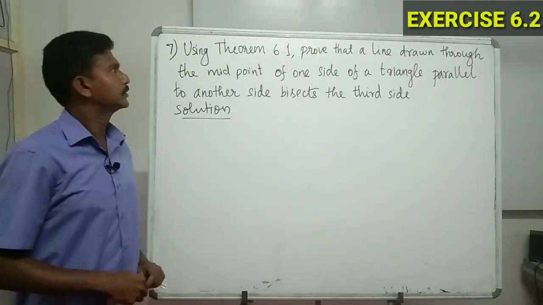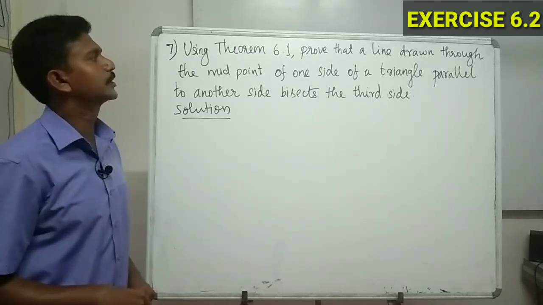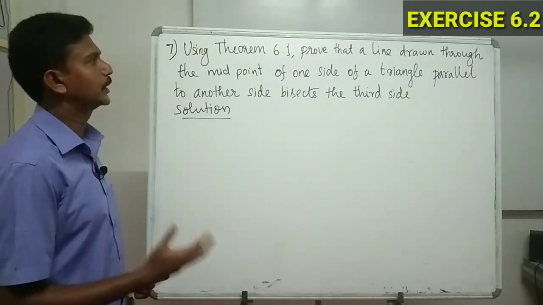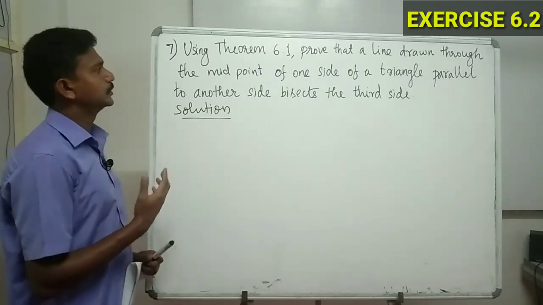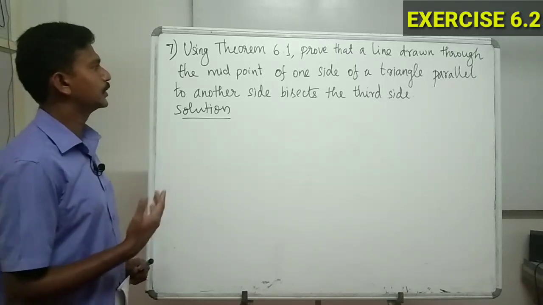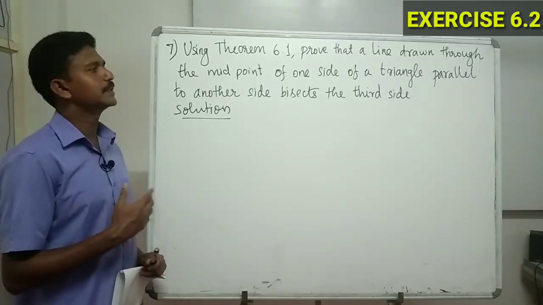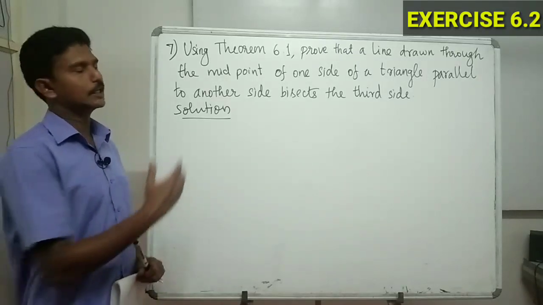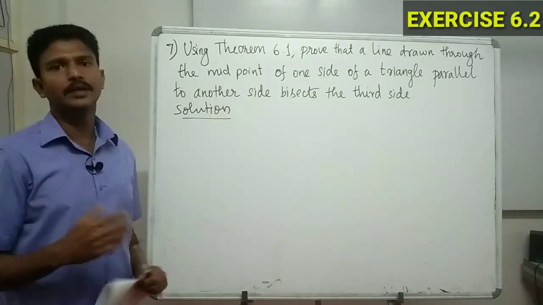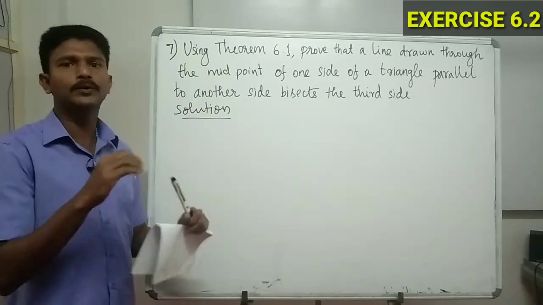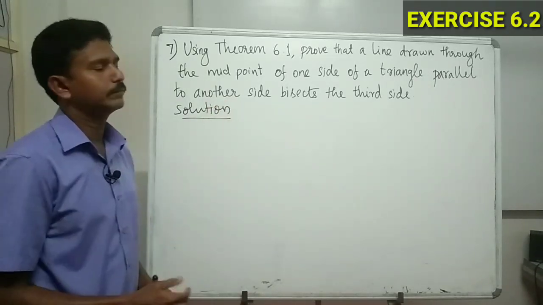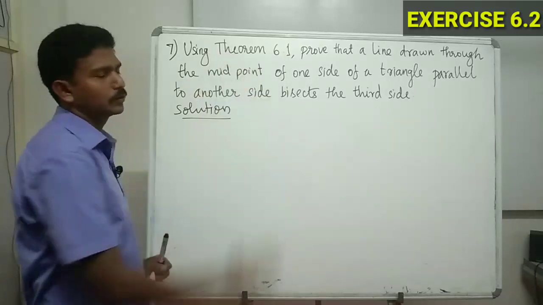Question number 7. Using theorem 6.1, that is the basic proportionality theorem, prove that a line drawn through the midpoint of one side of a triangle parallel to another side bisects the third side. Okay, it is one of the theorems which you proved in the 9th standard. But I know you will not remember it at all. This is the theorem; maybe at least it feels like something you have read.